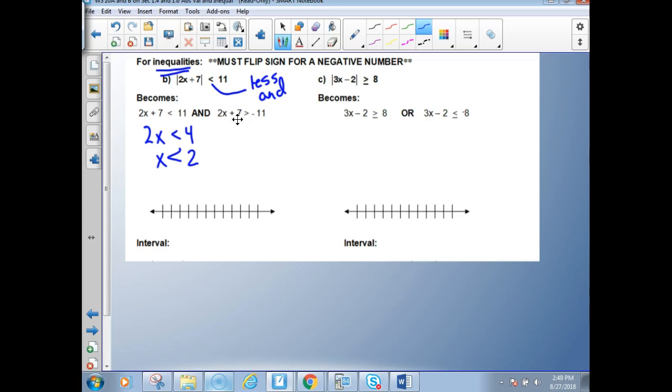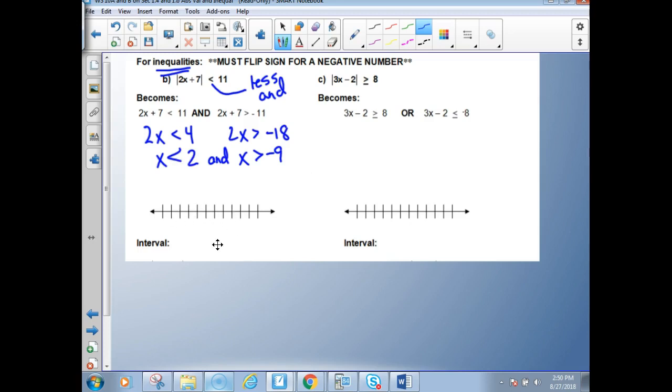The second part of it, you set 2x plus 7 greater than -11. We would subtract 7 from both sides, giving us -18. Dividing by 2 gives us x is greater than -9. So it's and. So it says x is less than 2 and it's bigger than -9.